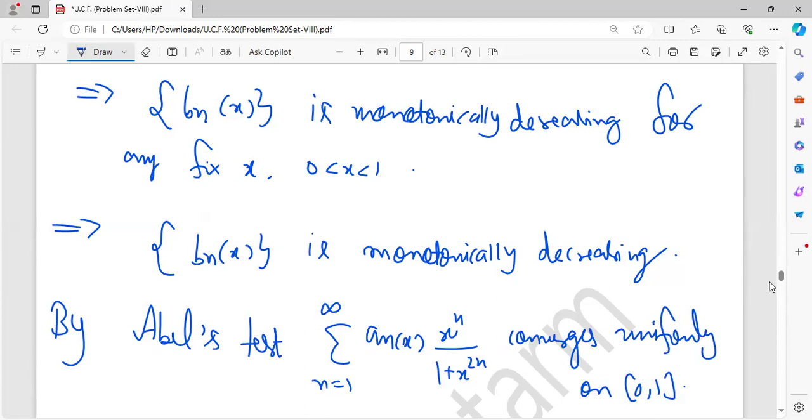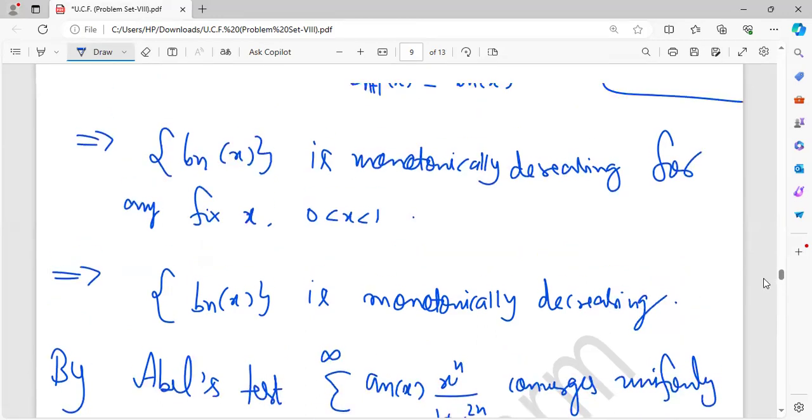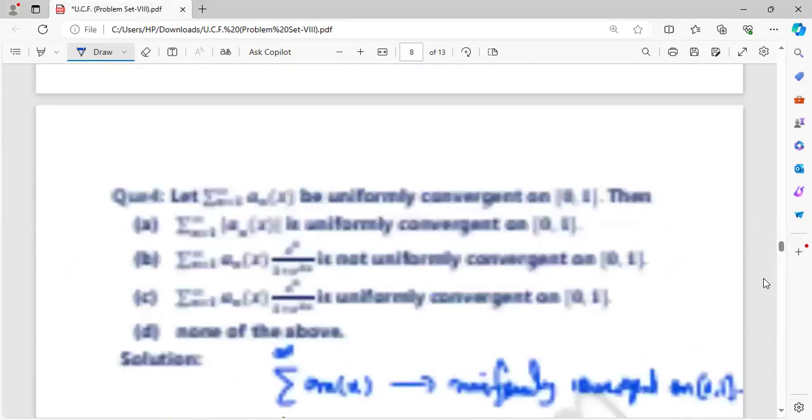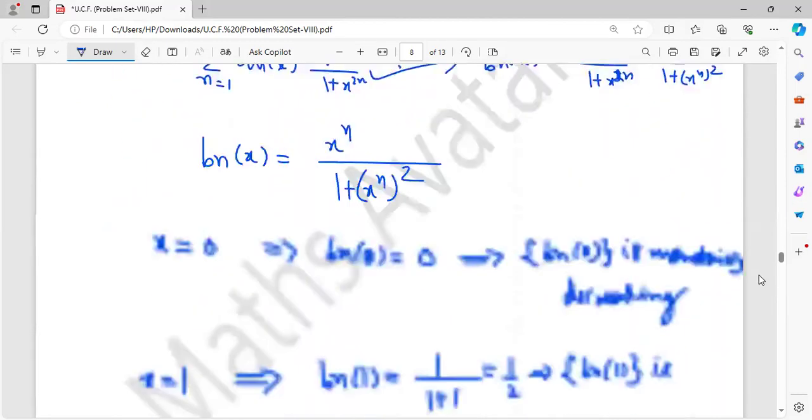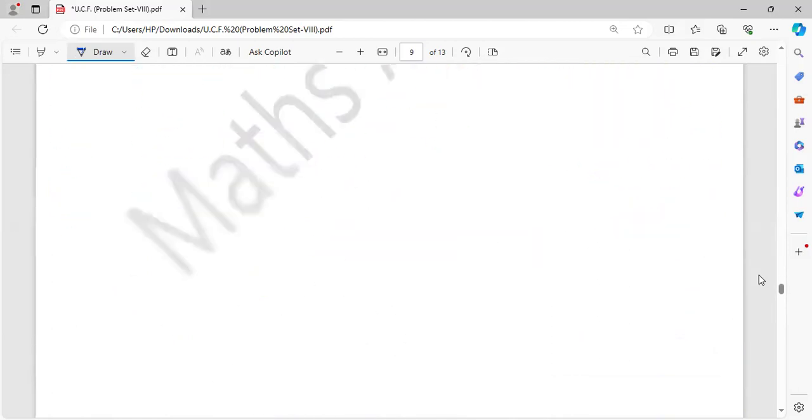So which option is correct? The first option is certainly not correct. The second option is not correct. We have checked it, the third option is correct, and the fourth option is automatically excluded because we have an option which is correct. So we are moving to question number 5.